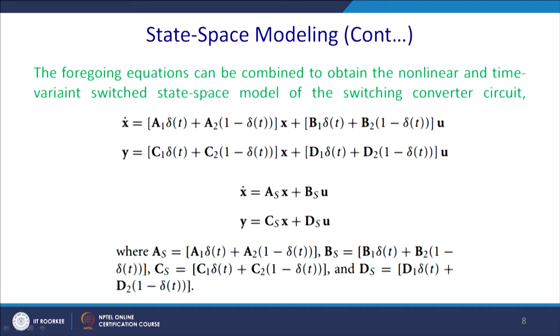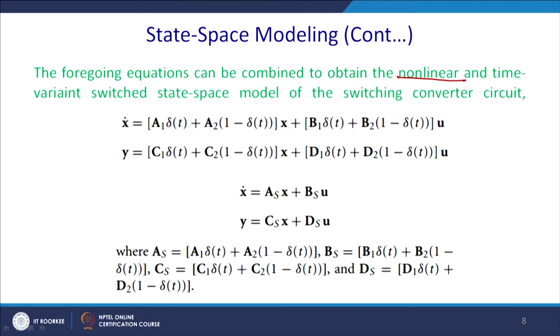So, our foregoing equations can be combined to obtain the non-linear model. Previously this was a linear equation. Unfortunately, there is a state change between these two, thus the system becomes non-linear. We obtain the non-linear time variant switching state space model of the switching converter.